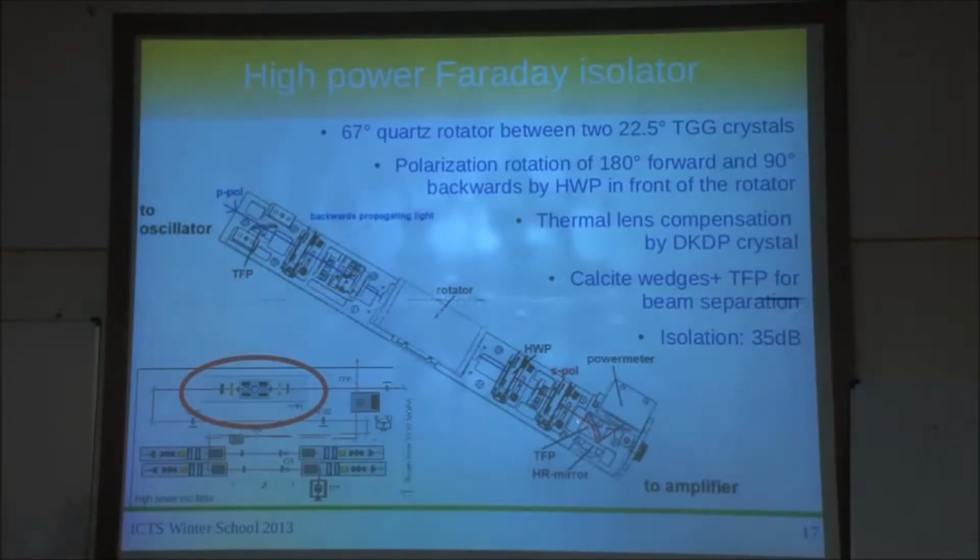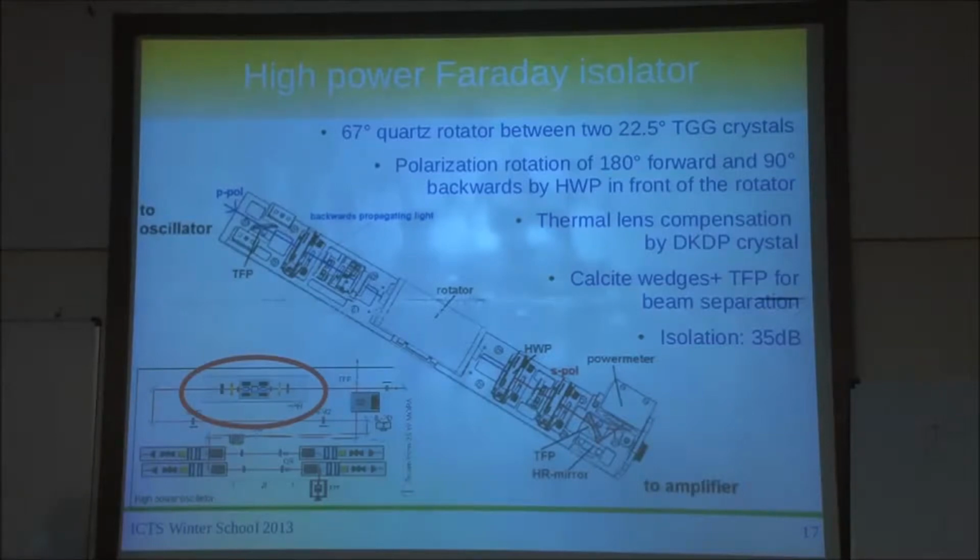So here's the thin film polarizer. And if you have S polarization coming from the amplifier, you can send it through, you turn it by 180 degrees, and then you can send it through this other thin film polarizer, and then that goes to the oscillator. On the way back, you rotate by 90 degrees, and that means that that light is reflected here, and then it goes to a power meter and can be monitored in principle.